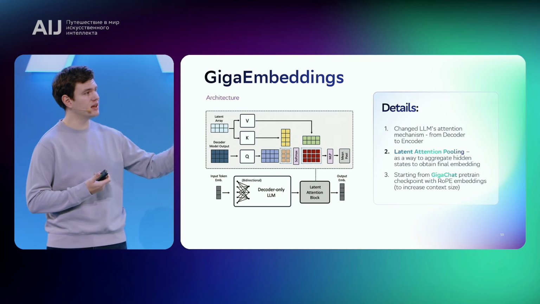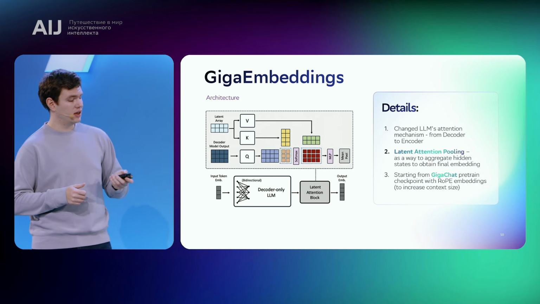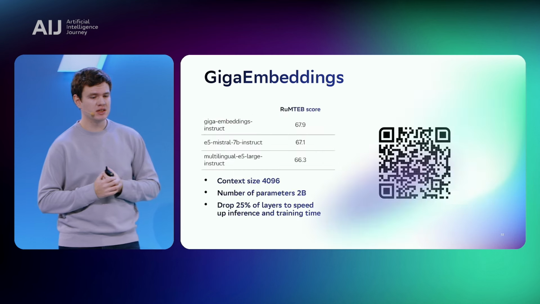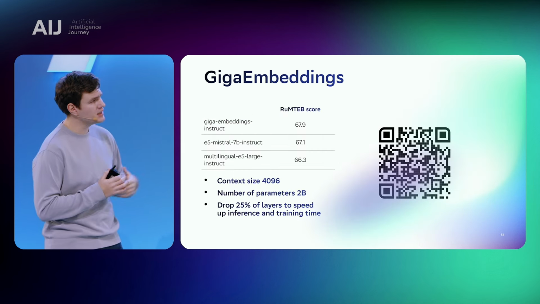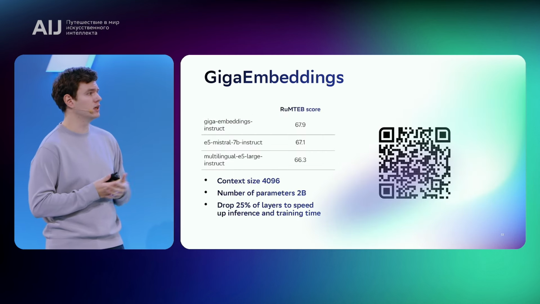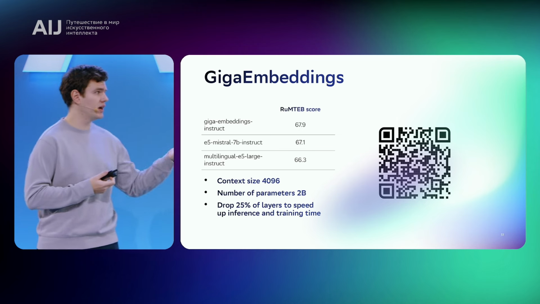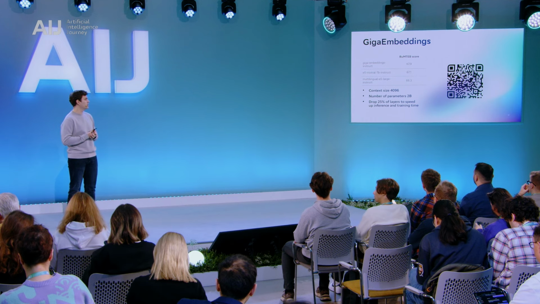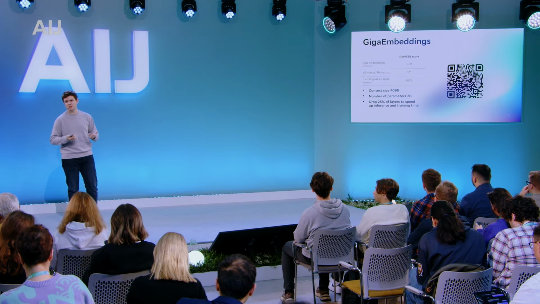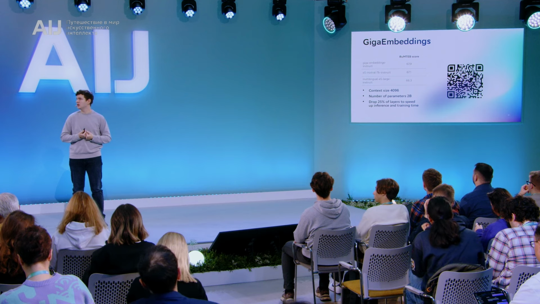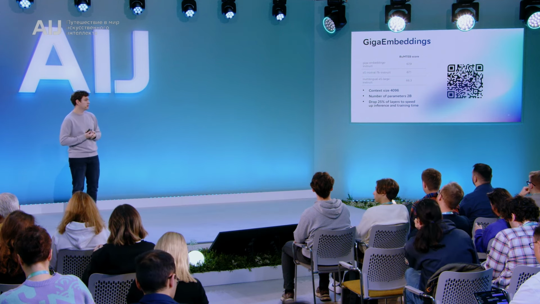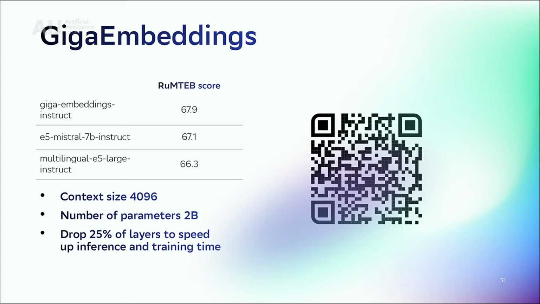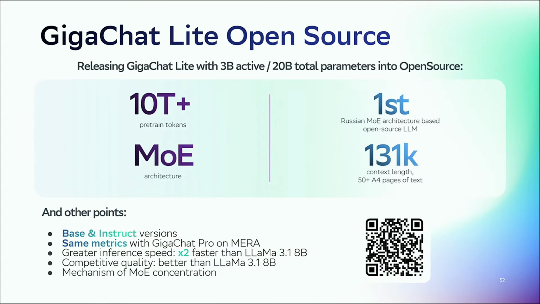So our GigaEmbeddings are based on GigaChat with 3B parameters. We curb it to 2 billion, though. The context size is 4,000, several times more than E5 multilingual. It has one of the leading places on MTEB, a benchmark to score the embeddings, and you can find it through the QR code with an MIT license.